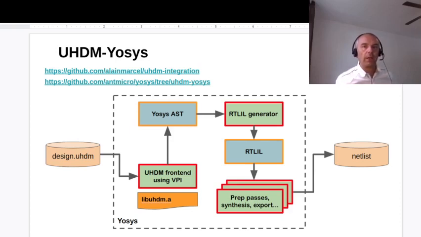Here is a slide that describes the AndMicro integration into EOSys. AndMicro has been the main contributor to this. They take UHDM as a library and the output of Surelog. Custom code has to be written to navigate the UHDM using the VPI interface to populate the EOSys AST. And EOSys, this is the regular EOSys code from its AST, generates an RTL intermediate language generator and does its own parses and creates its own synthesis flow and creates a netlist.